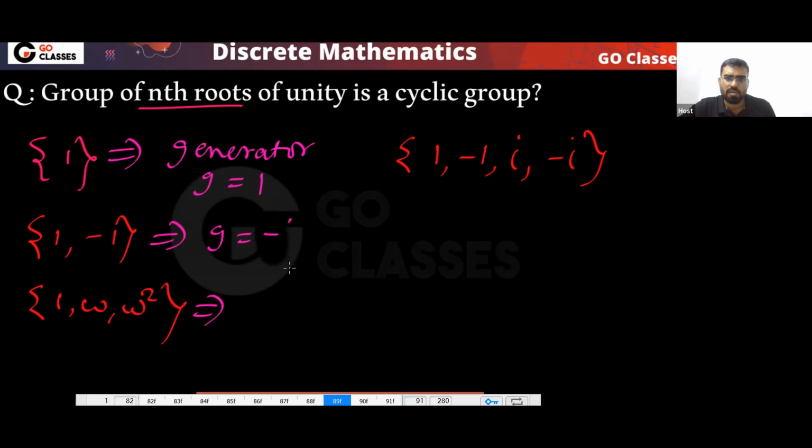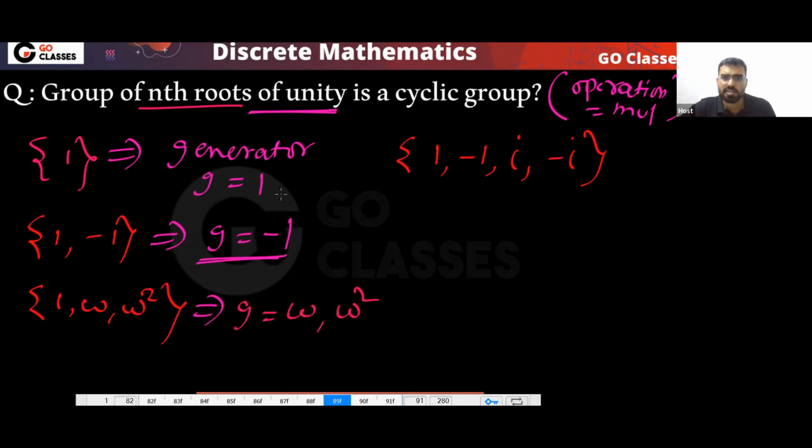Sorry, minus 1. The generator will not be 1 here, because this is your nth roots of unity. What is the operation? Operation is multiplication. Okay, you already know operation is multiplication. So here generator is 1. And here what is the generator? Omega, omega square. These are the generators. And here what is the generator? Iota, minus iota. These are the generators. So can I say all of them are? Yes. Similarly, you can check nth roots of unity is a cyclic group.